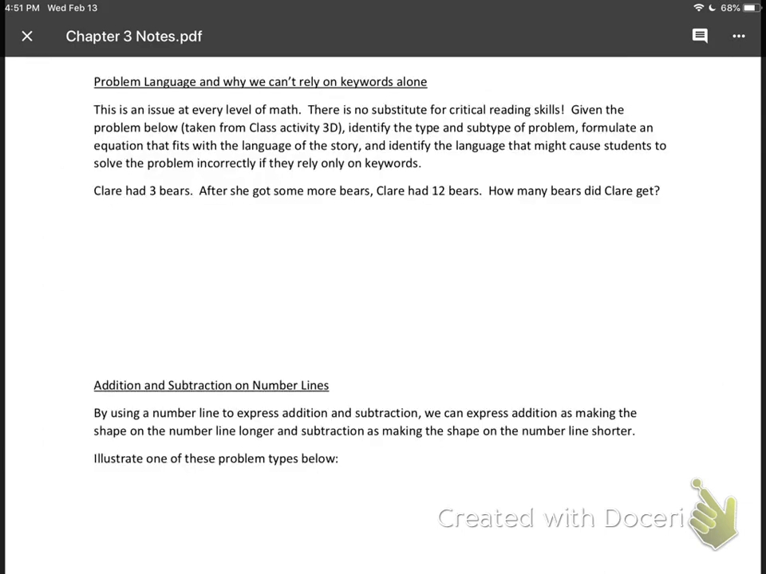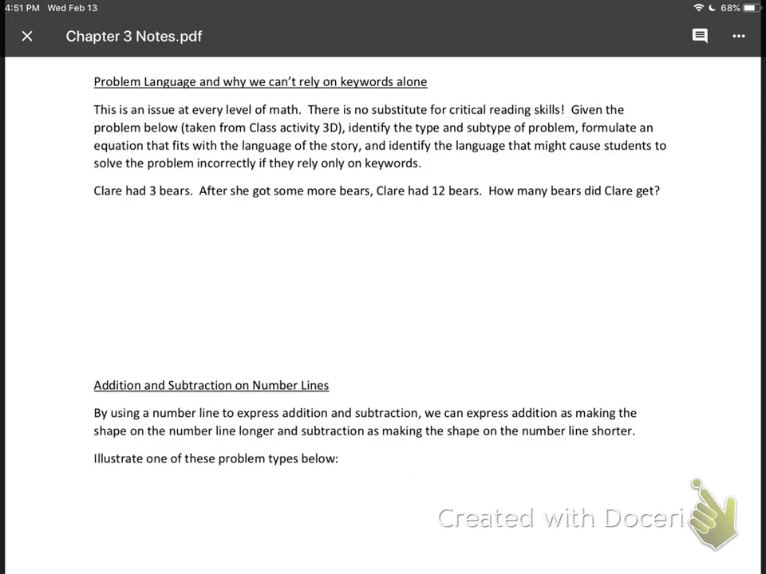Okay, in this section, they talk about problem language and why we can't only rely on keywords alone. Okay, so I will say that this is an issue at every level of math, and that there is no substitute for really stressing critical reading skills. Okay, so I looked at a problem in class activity 3D, and they want us to identify the type and subtype of the problem and formulate an equation that fits with the language of the story, and identify the language that might cause students to solve the problem incorrectly if they rely only on keywords.